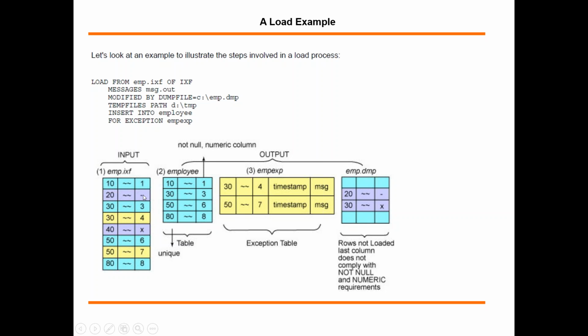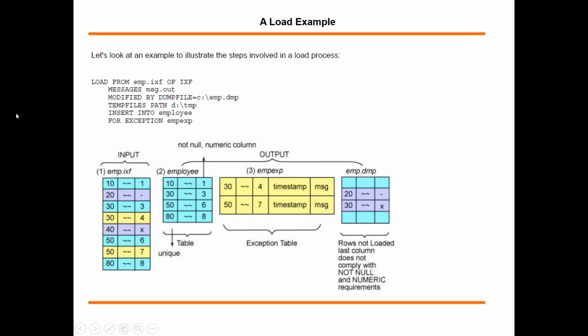So it writes this 20 hyphen and 40x. This is not 30, this is 40x into a dump file. That is the use of this dump file. It's just a flat file, like probably you can think of it as an exception file, right? The bad data, even before loading into the table. So it just moves these 2 records from this employee.ixf file to the employee.dump file. That is the use of this dump file option.